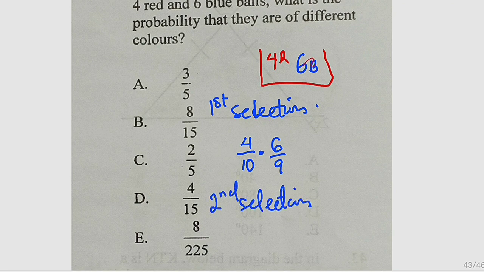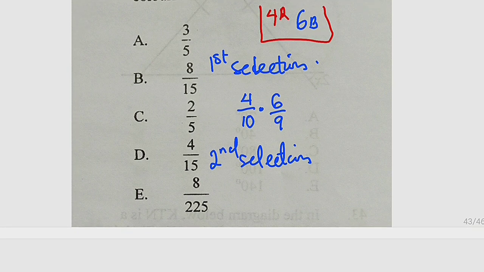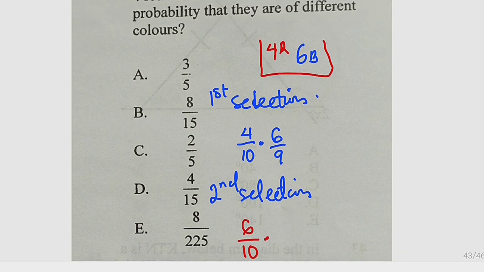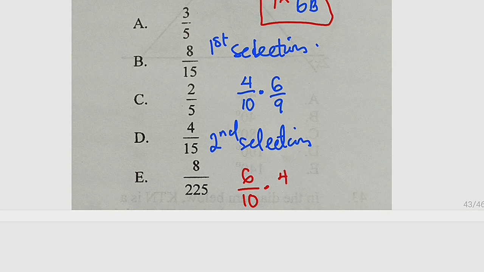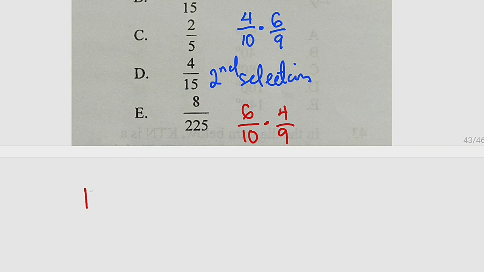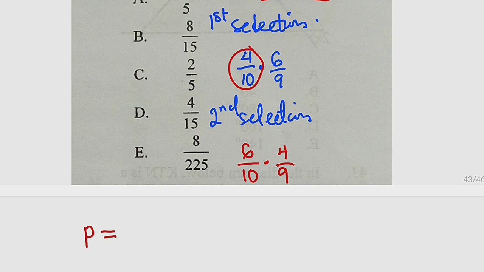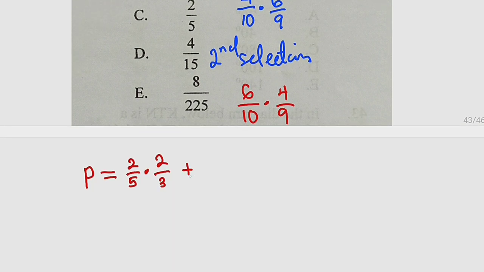Then in the second selection, let's assume we started with a blue ball. So it is going to be 6 out of 10. Then multiplied by 4 out of 9 because the number of balls has reduced. So we have 4 out of 9. To find the probability, we are going to take the sum. Probability will be the sum of this 4 over 10, which we can write as 2 over 5 to the lowest term, multiplied by this to the lowest term. 3 can divide 6 2 times, and 3 can divide 9 3 times. Then we need to add it to the other one.